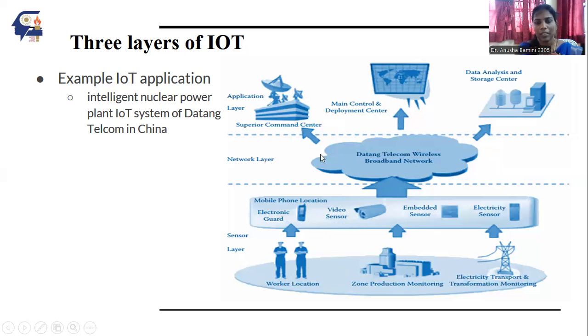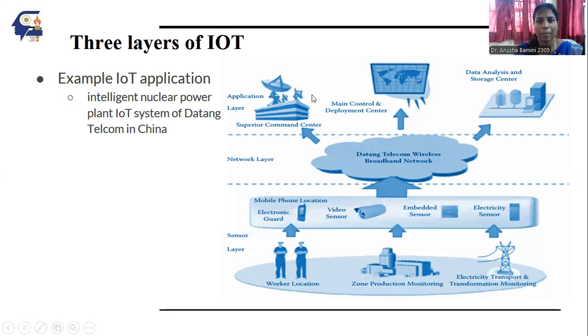The second one is the network layer. This network can be a wired network, wireless network, satellite, Wi-Fi technologies, anything that can support connecting or transferring the sensor data to the cloud. That is why this is called the network layer.